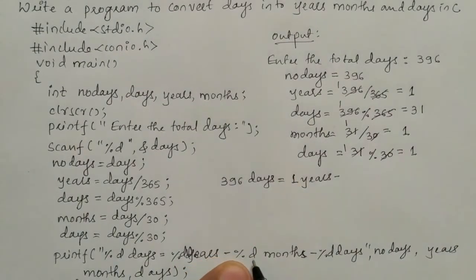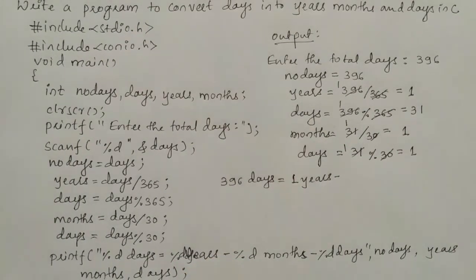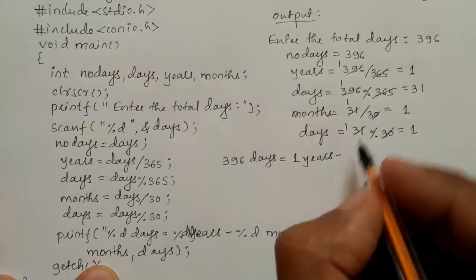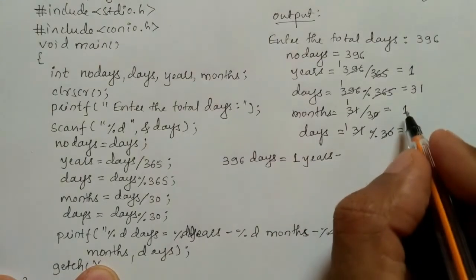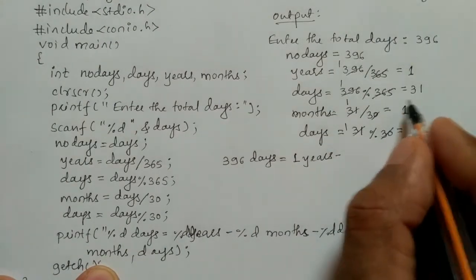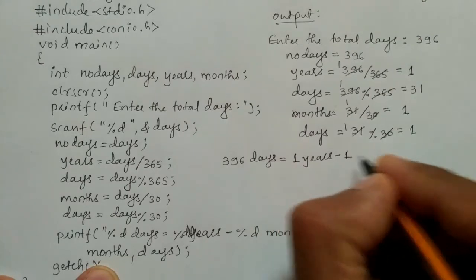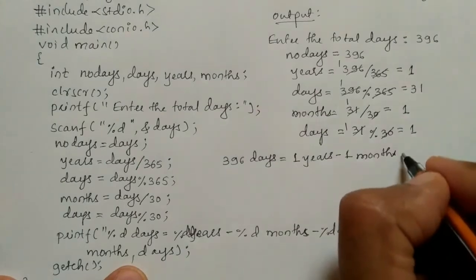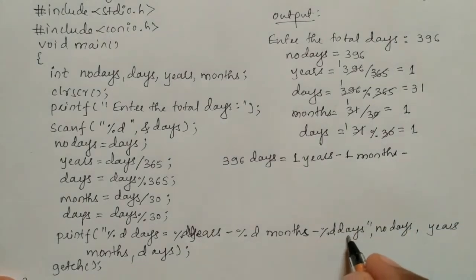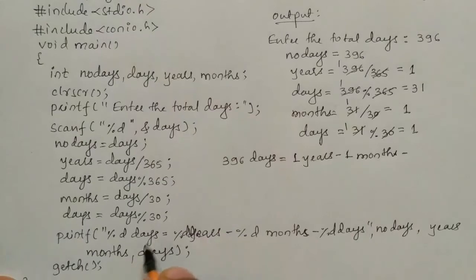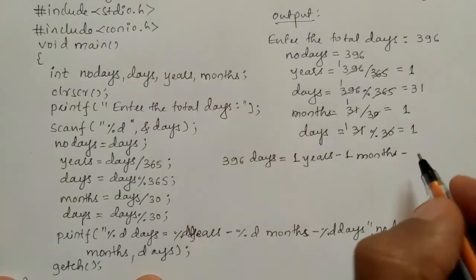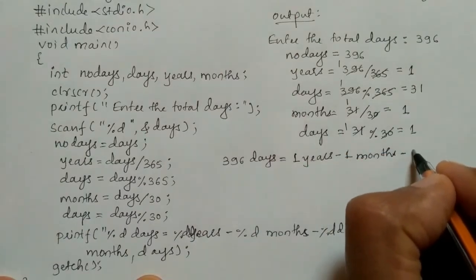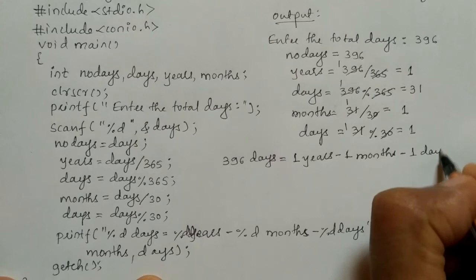This dash will be printed as it is. Next, percentage D months. This percentage D is associated with months. So here it is going to print 1 month because the value 1 is stored in months. It is going to display 1 months, and again here you can see a dash, so it will be printed as it is. Percentage D days. The days value stored in this particular variable will be printed. So here 1 is stored in days, so it is going to display 1 days.